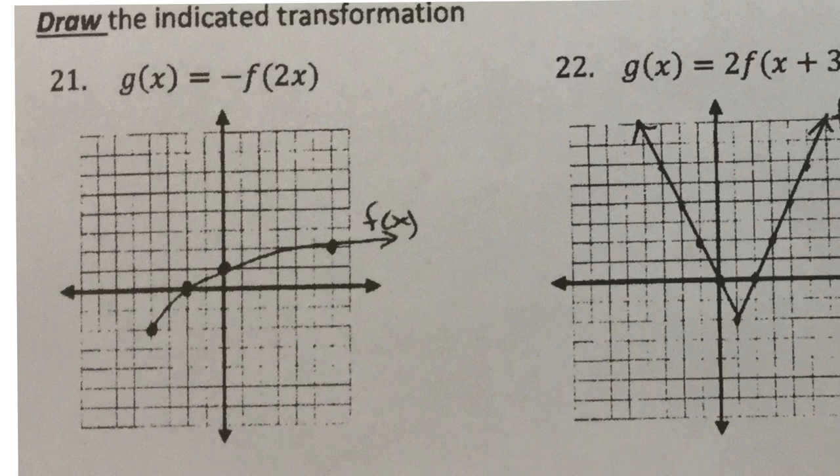And when it's inside, remember anything inside the parentheses, inside the function is horizontal. So this is a horizontal shrink or stretch because multiplying is a shrink or stretch. And the factor, I'm going to identify the factor first, is the reciprocal. Everything horizontal is either reciprocal if it's being multiplied or opposite sign if it's being added or subtracted. So the factor is 1/2, which makes that a horizontal shrink.